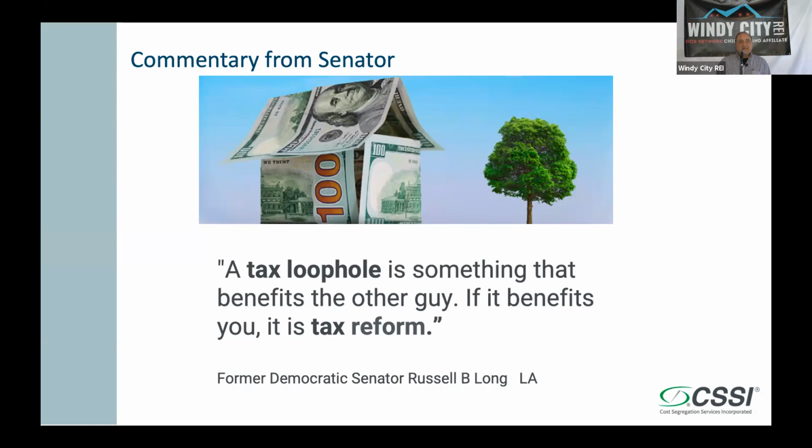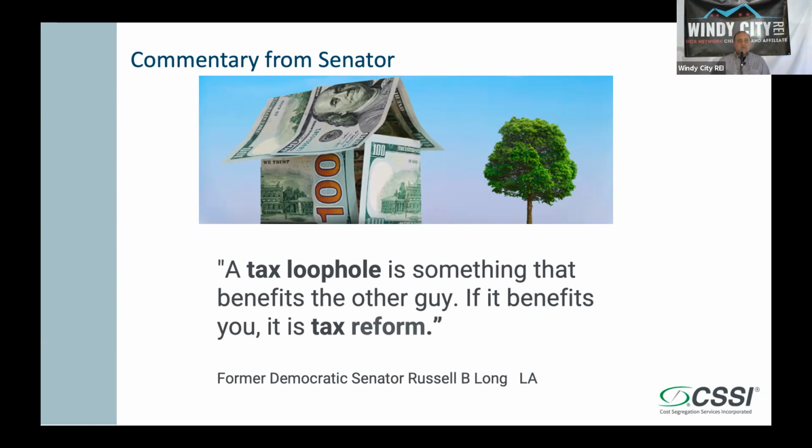You know, it's not a tax loophole. We've done tens of thousands of studies. We've never had a study overturned. We will at no cost defend the study in case a client ever gets audited by the IRS. So it's not a loophole. It's in the IRS tax code, and it's something that you should take advantage of if you can.